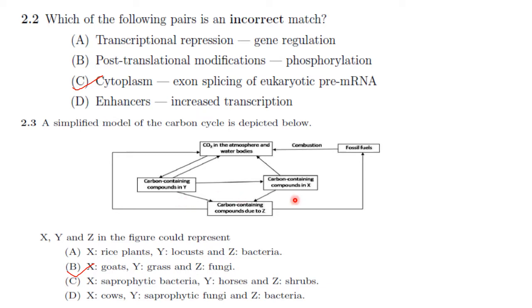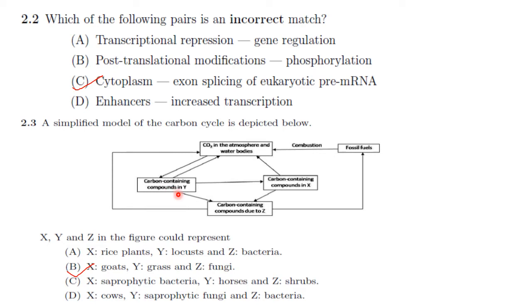Now a simplified model of the carbon cycle is depicted below. What are X, Y and Z? So Z consumes Y as well as X, and after decomposition it is getting converted into fossil fuels. Fossil fuels on combustion replenish the atmosphere with carbon dioxide.